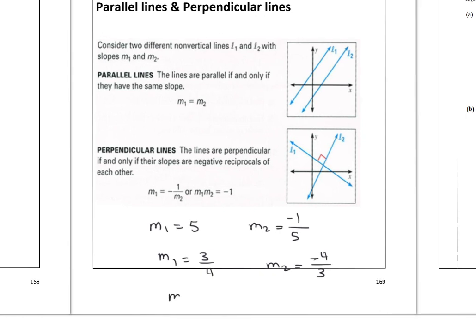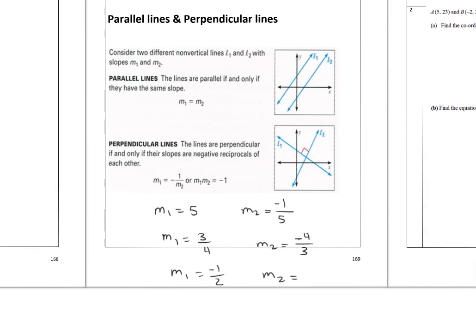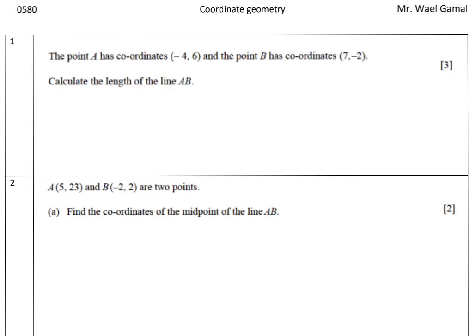Okay, and so on. If M1 is negative half, then for M2, just flip the fraction and change the sign, so it will be 2. Or divide negative 1 by M1 to find M2. This is for perpendicular lines. No more rules, you can start to solve now.